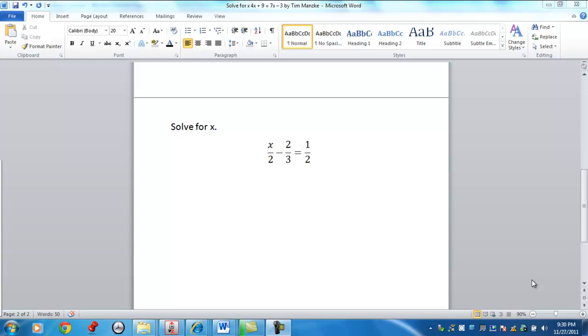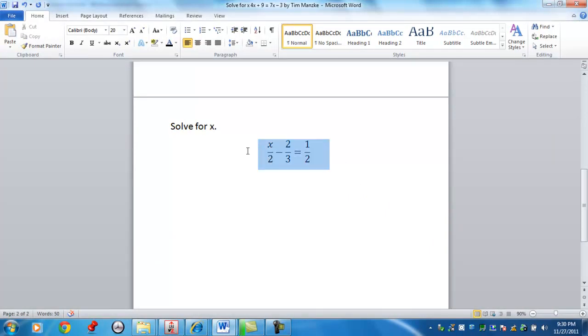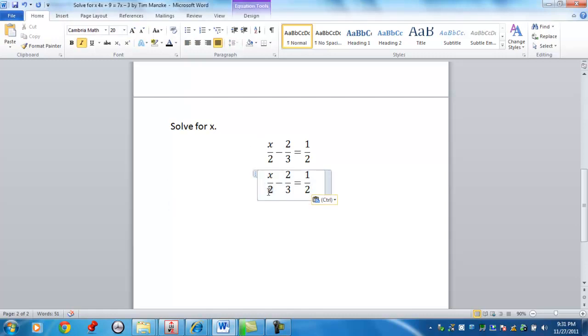This is a linear equation with fractions. My goal here is to first get rid of all the fractions. In order to do that, what we're going to use is called the distributive property. And what I'm going to do is multiply both sides of the equation by 6.